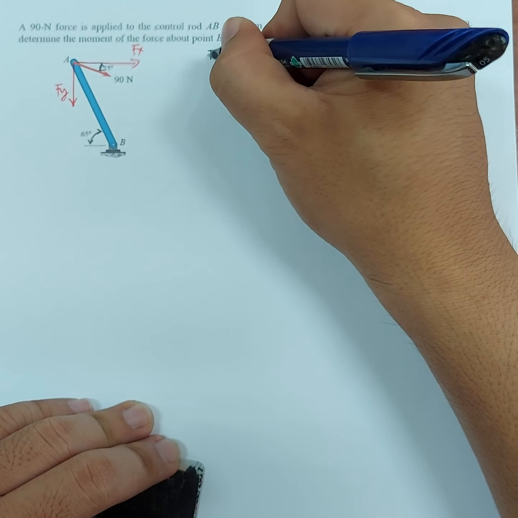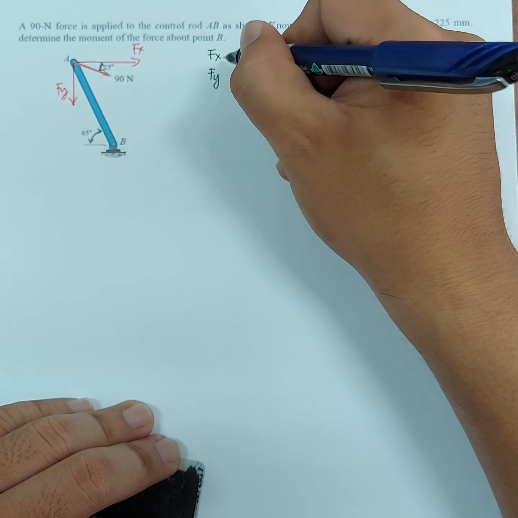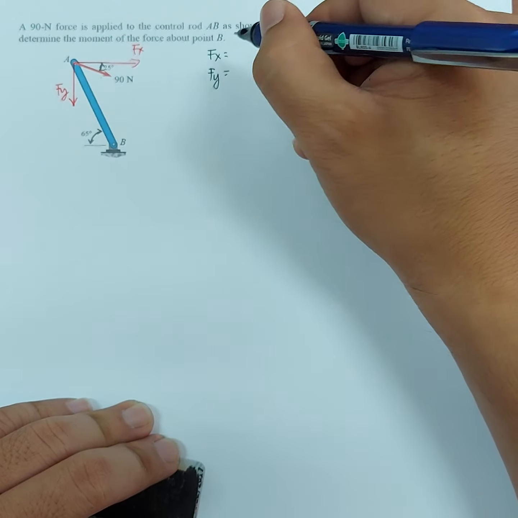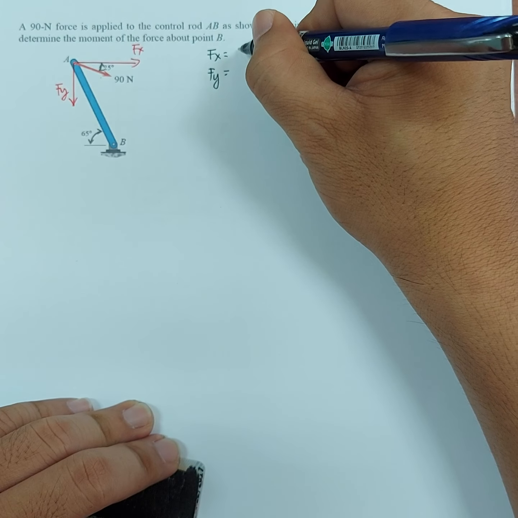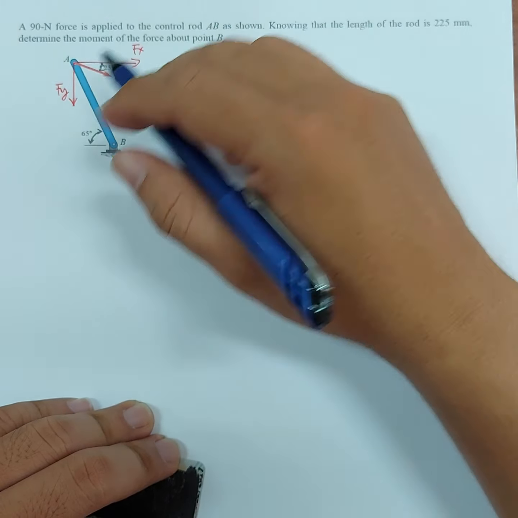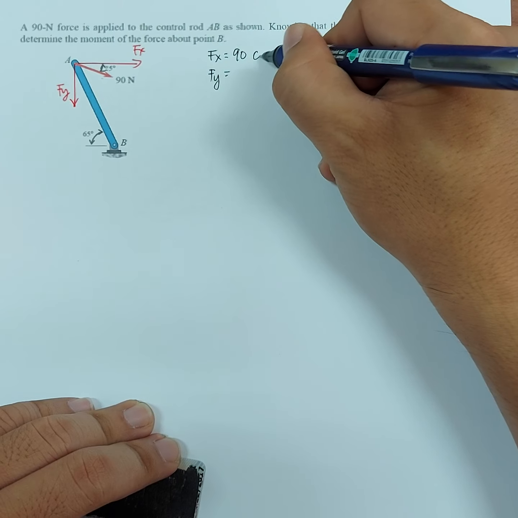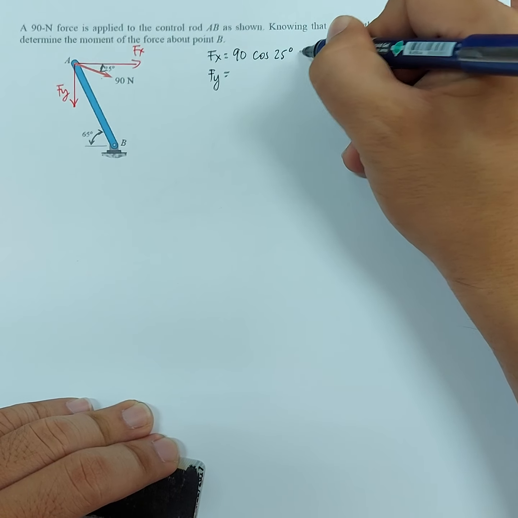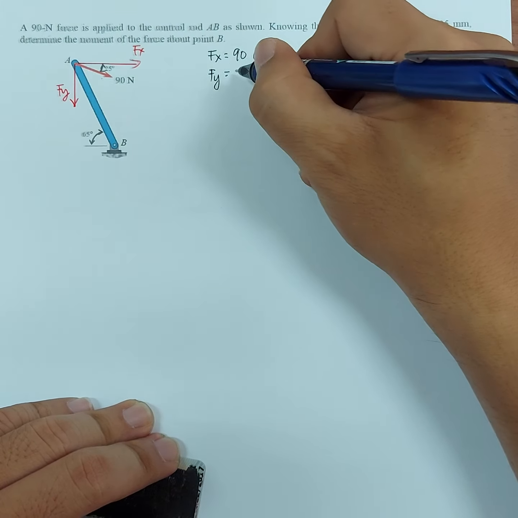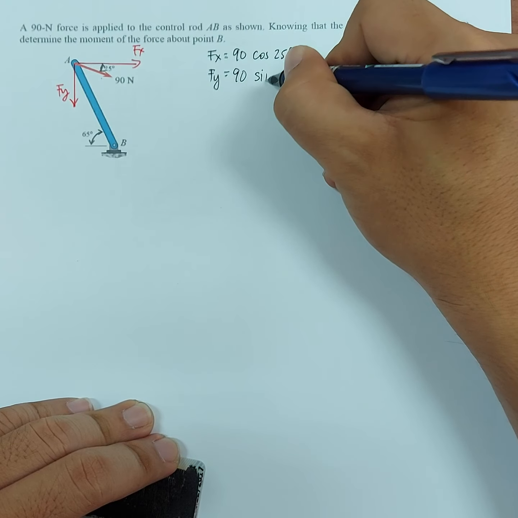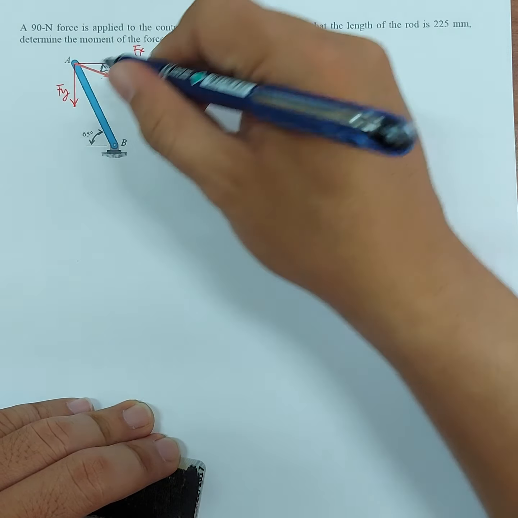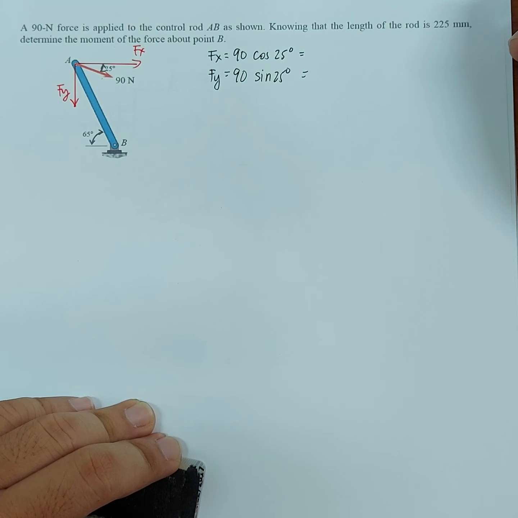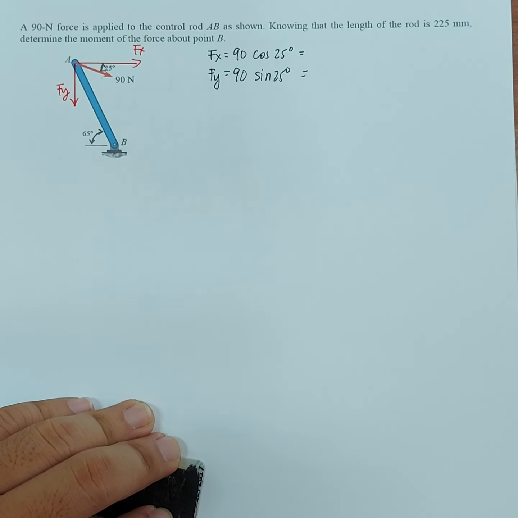Okay, so what is Fx? What is Fy? Fx, so we have 90 cosine of 25. Fy is 90 sine of 25 degrees. Directed siya downwards yung Fy natin. Okay. So, ilan yun?